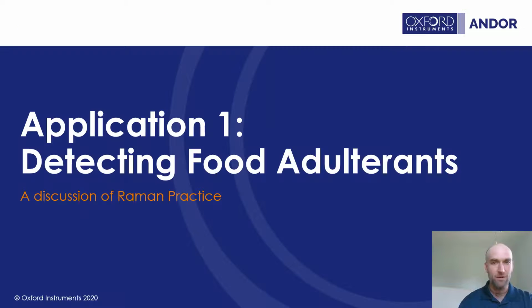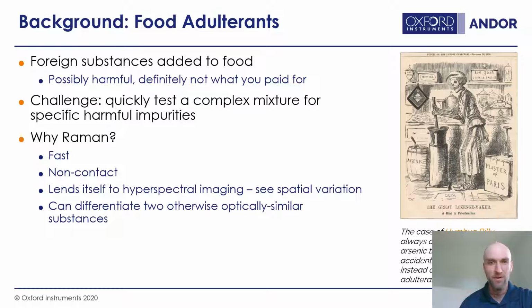So, all right, application 1. Detecting food adulterants, a discussion of Raman practice. So this is someone putting Raman spectroscopy into play in the field, or at least getting ready to. So background, food adulterants, not going to go too off the deep end on this one, although I would love to. So what are they? They're foreign substances added to food. Possibly harmful, but at least not what you paid for. So how do you quickly test a complex mixture for specific harmful impurities? So, well, we could try Raman spectroscopy.